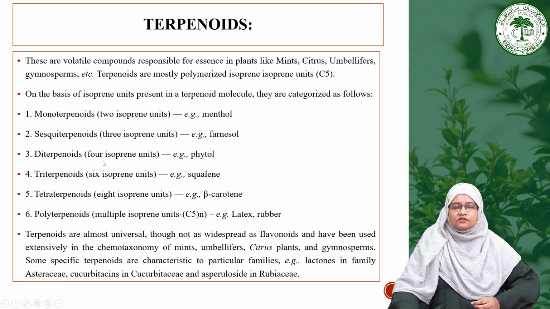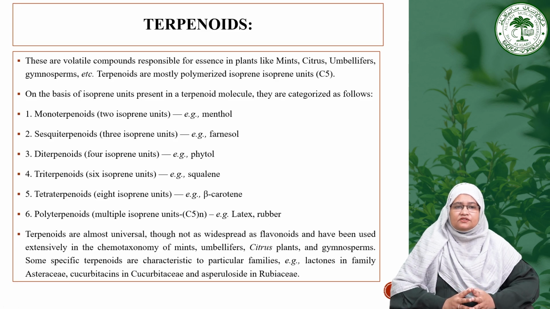Then diterpenoids, which have 4 isoprene units, are called phytol. Then triterpenoids, which have 6 isoprene units, for example squalene. Then tetraterpenoids, which have 8 isoprene units, for example beta carotene. Then polyterpenoids, which have multiple isoprene units, for example latex and rubbers.